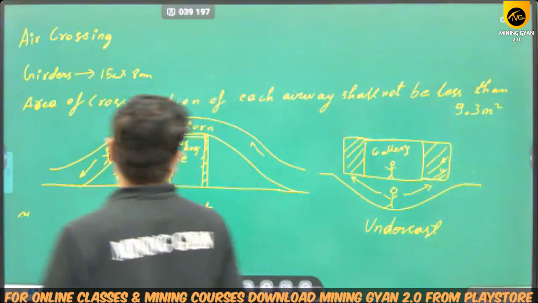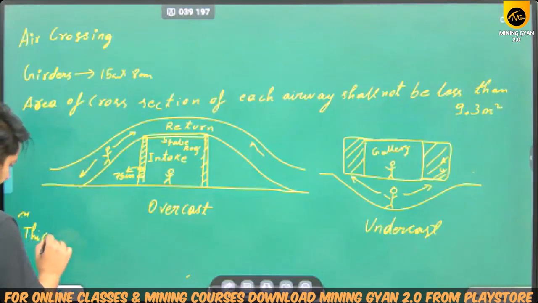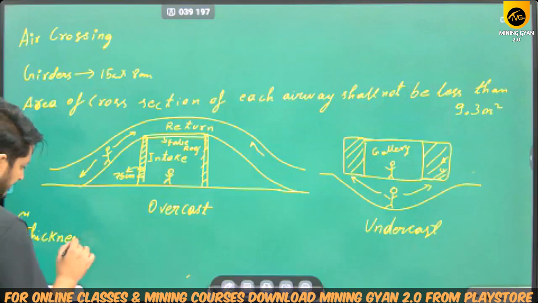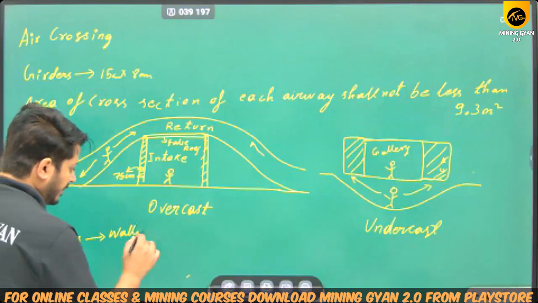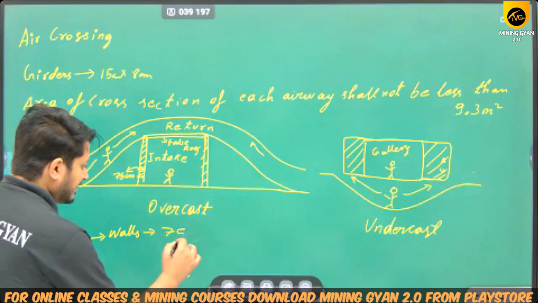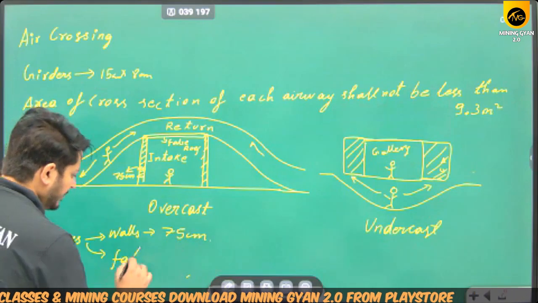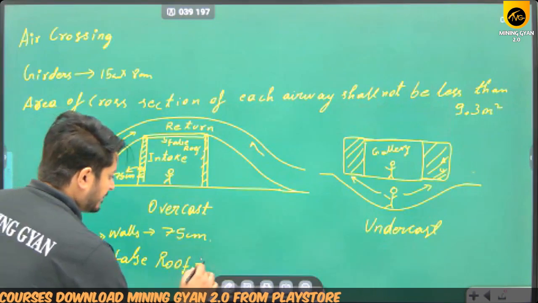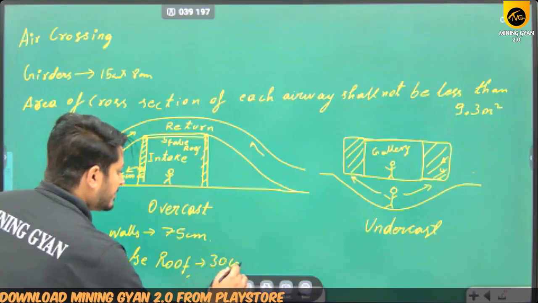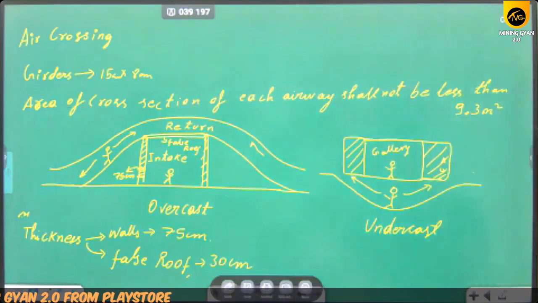Okay, now the thickness of the false roof, thickness of walls. The thickness of the walls is 75 centimeters, and the thickness of the false roof is 30 centimeters. Okay, so this is how the thickness is.